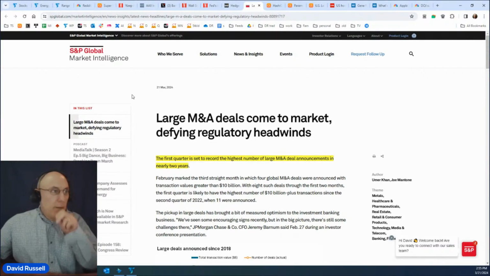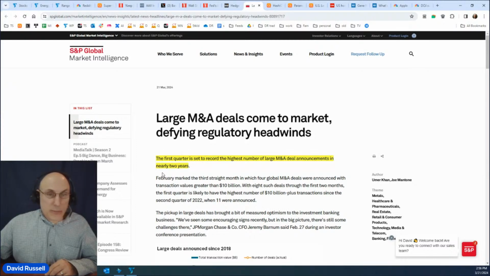So M&A also, according to this thing from S&P Market Intelligence, large M&A defying regulatory scrutiny. There's the lady at the FTC, the antitrust, and she's tried to stop deals, and the market just doesn't care. They're pushing forward. The first quarter is set to record the highest number of M&A announcements in nearly 2 years. So again, I think M&A has been absent as a catalyst in the market for a long time, and it can be a huge catalyst, and that would also argue in favor of small caps.